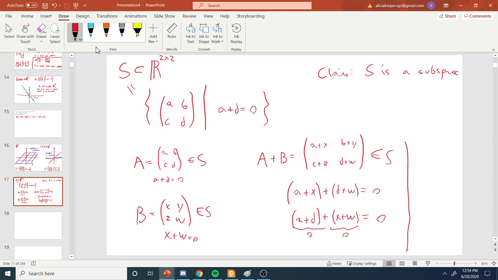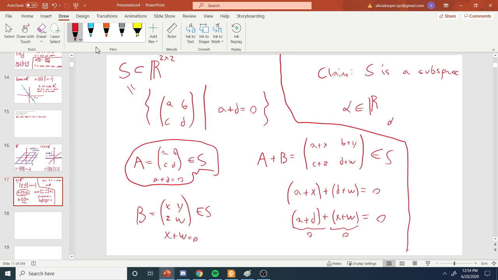Now, we also have to check that it's closed under scalar multiplication. So for example, if I take this A over here, and I multiply it by a scalar alpha in the real numbers, then alpha times A is the matrix A alpha, B alpha, C alpha, and D alpha. And I have to check that A alpha plus D alpha is equal to 0. But notice that I can just factor out the alpha, and so this is the same thing as alpha times (A plus D).